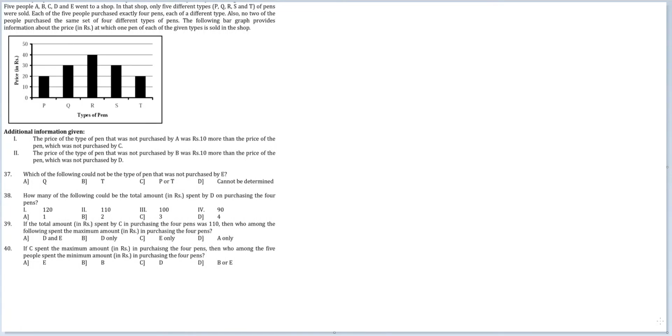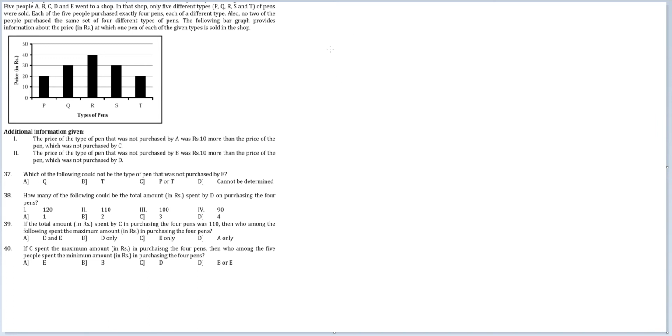Let's look at this question. Five people A, B, C, D, E went to a shop. In that shop, only five types PQRST of pens were sold. Each of the five persons purchased exactly four pens, each of a different type. Also, no two people purchased the same set of four different type of pens.